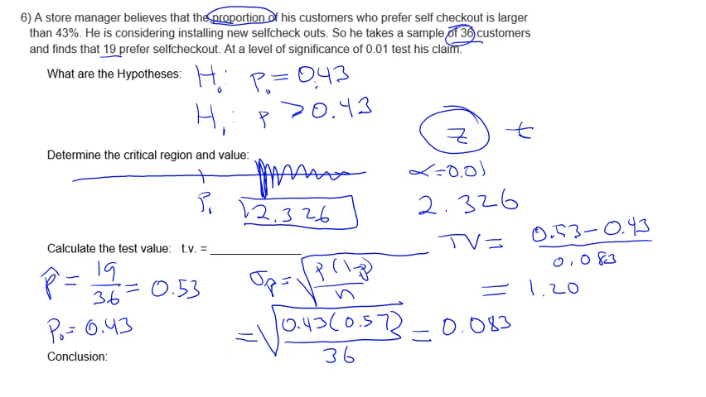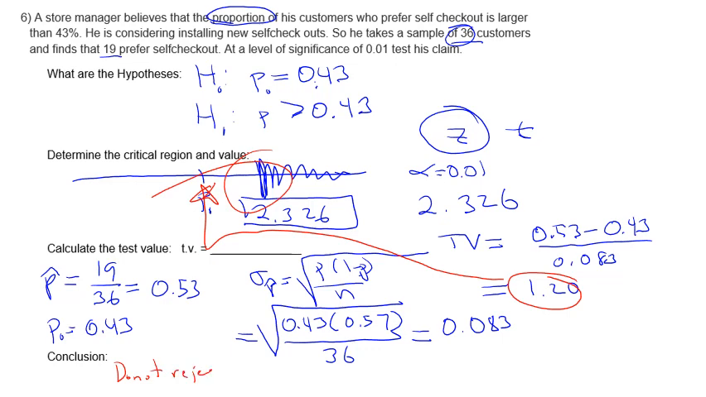Once again, that test value is located somewhere down here, not in the rejection region. So we don't reject H0. Since we did not reject, we could have committed a type 2 error. Okay? And that's it. So good luck on the test.